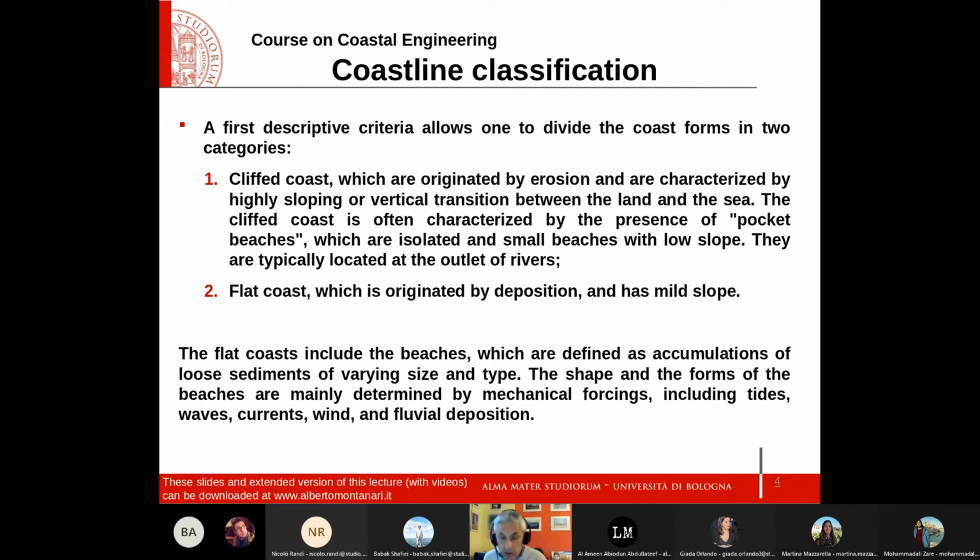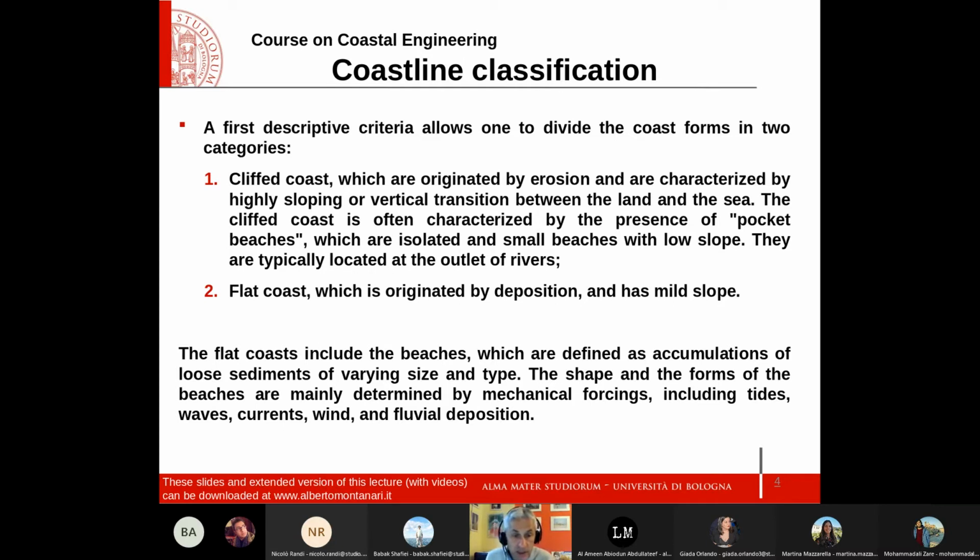The beach is defined as an accumulation of loose sediments of varying size and type. The shape and the forms of the beach are mainly determined by mechanical forcing, including tides, waves, currents, etc. And the sediments may be provided by cliff erosion, because beaches can also be in a cliff coast, and usually they are small, and they may be formed by fluvial deposition, as I said before, or by cliff erosion.